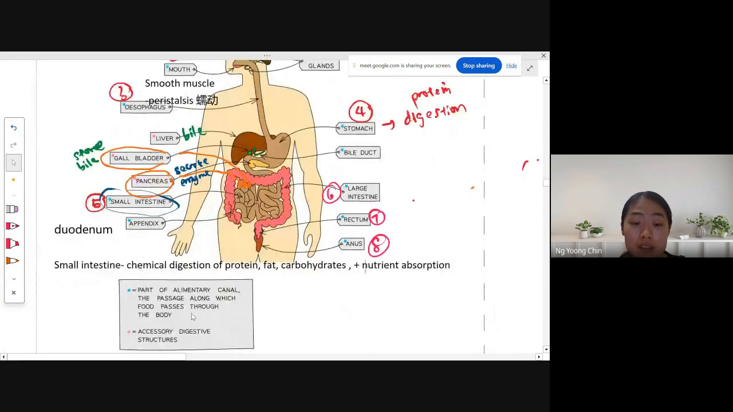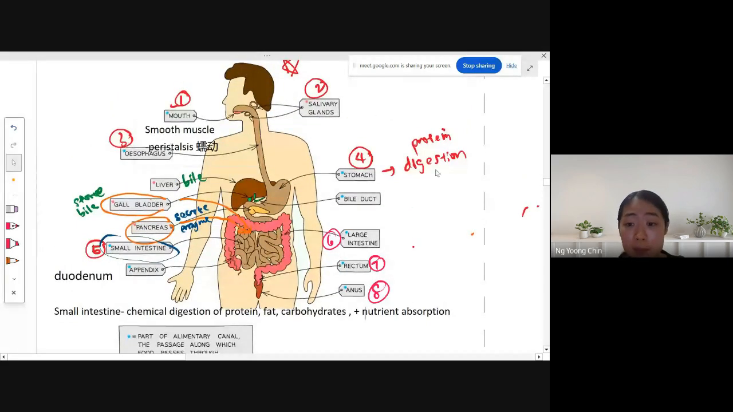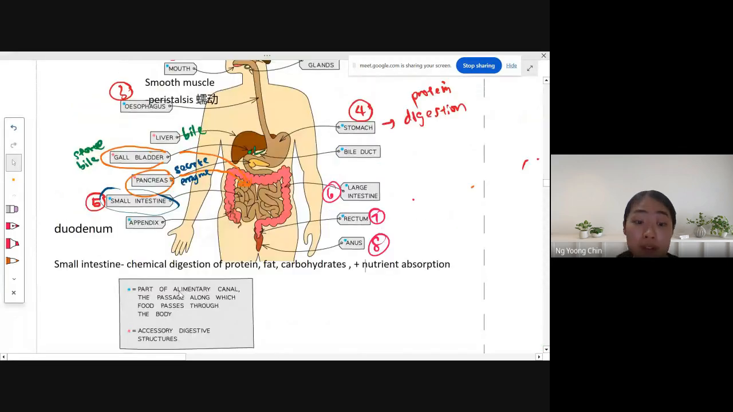So the alimentary canal includes what? It includes the mouth, esophagus, stomach, bile duct, and then the small intestine, large intestine, rectum, and anus. Except they do not include the salivary glands, liver, gallbladder, and also the pancreas. These 4 organs are not classified under the alimentary canal. They are just accessory structures only. Remember that?